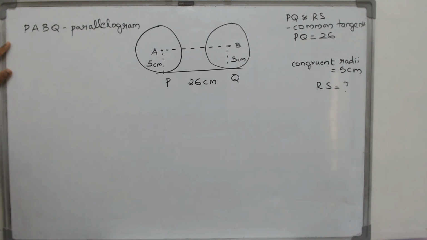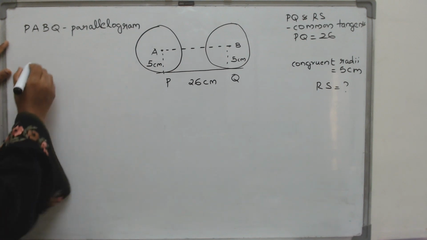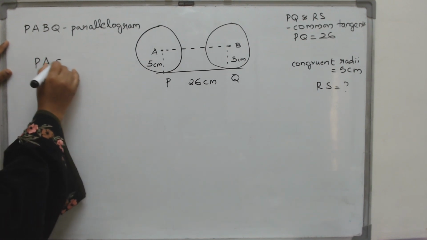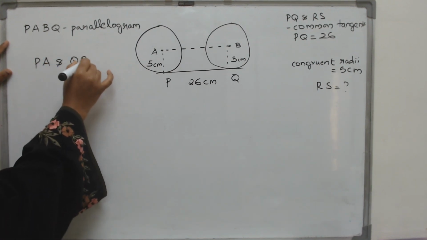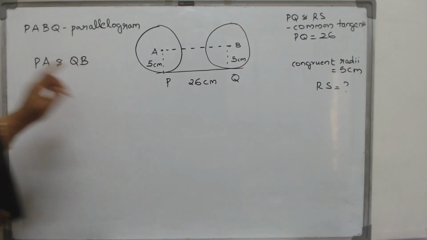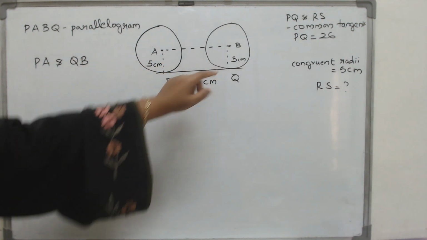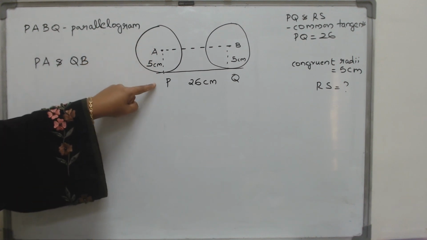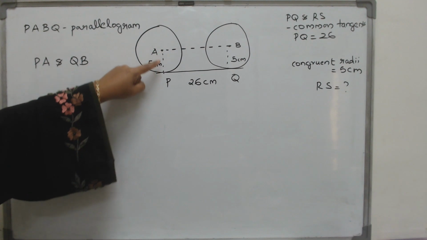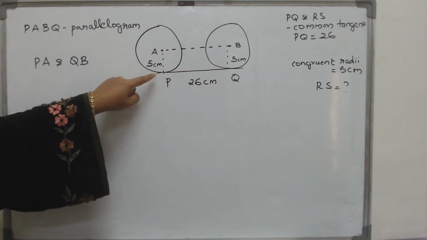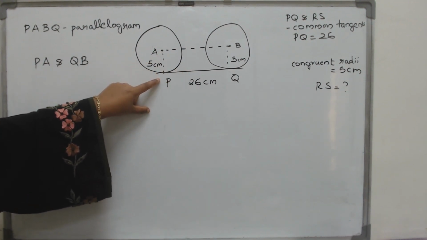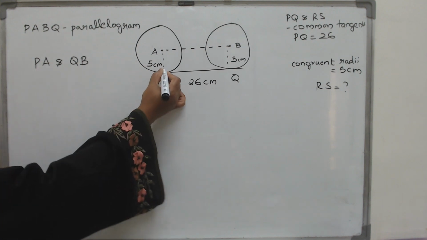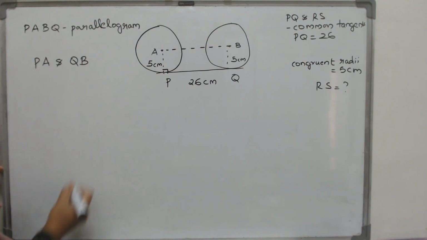Now, why is this going to be a parallelogram? Consider the sides PA and QB. They are of equal length. Both of them are 5 centimeters. Then, if you look at this circle, just this circle, you have a radius and you have a tangent meeting each other at the point P. So there you will get a 90 degrees.